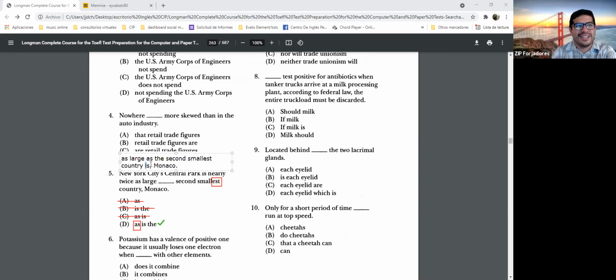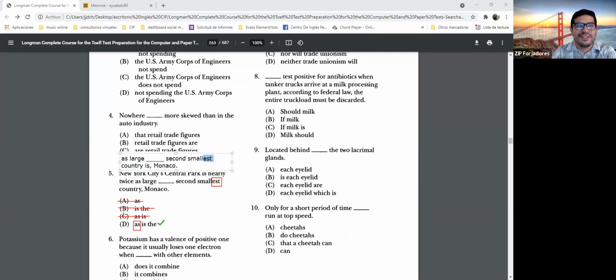Yes, this is right. So we have this one, it's the one that I told you. Imagine that this is the question: second smallest country. Remember, to make it a superlative, we have the "as large as" structure. So the only options are the letter B or the letter C.